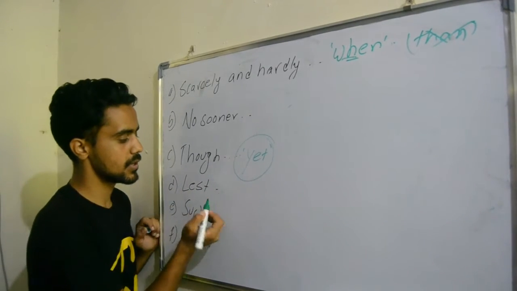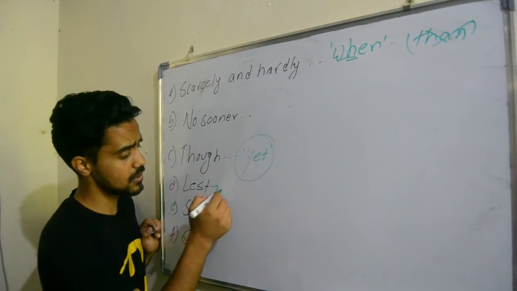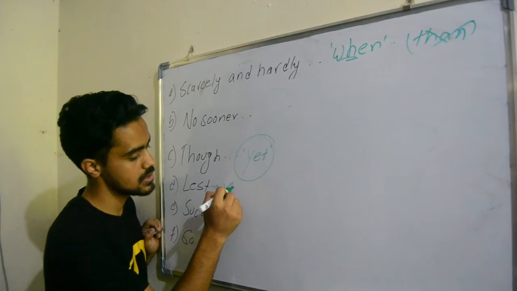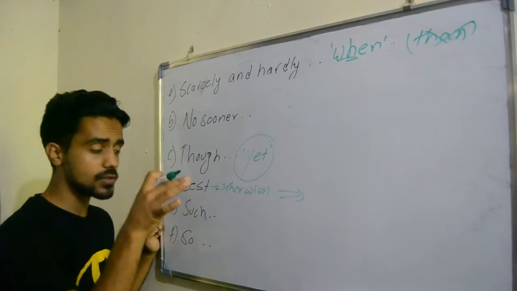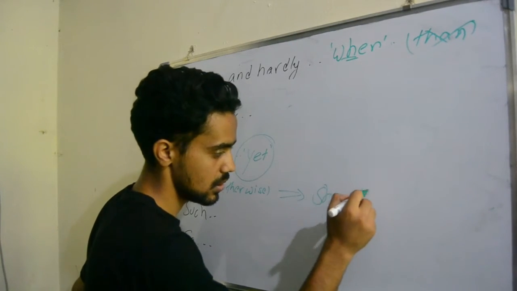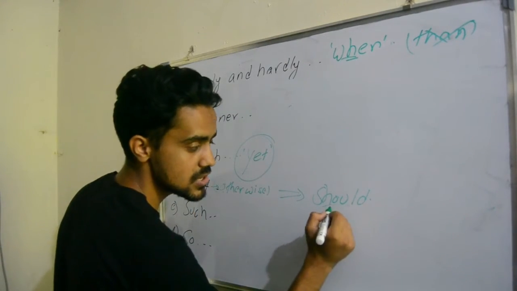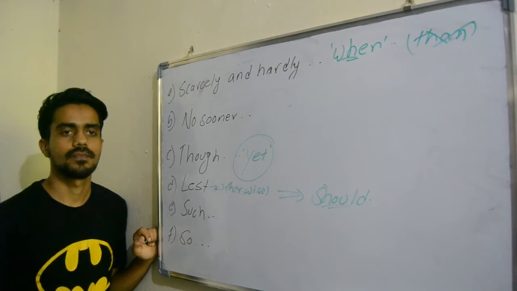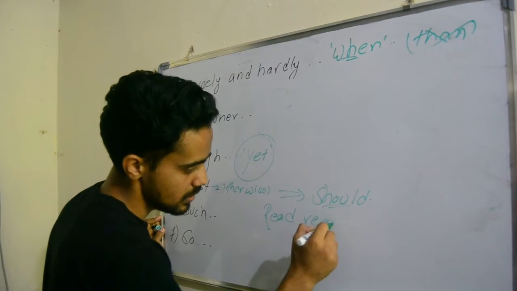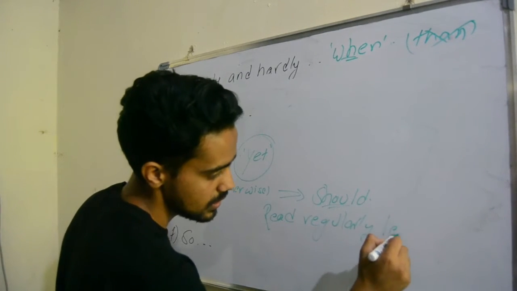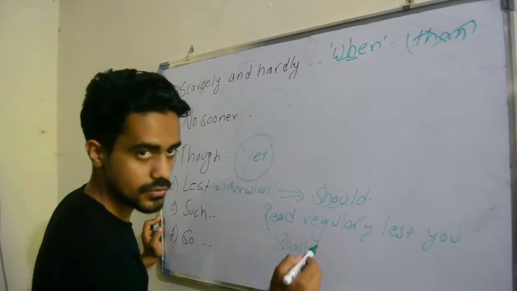First of all, let me make clear the meaning of lest. Lest gives a quite similar meaning to otherwise. Right? So lest is always followed by should. Whenever lest is used in the sentence, you should always use should. Let me take an example: read regularly, lest you should fail.